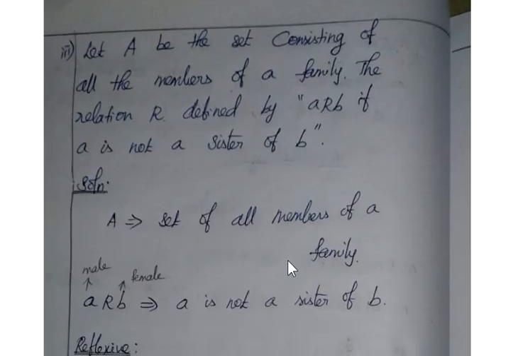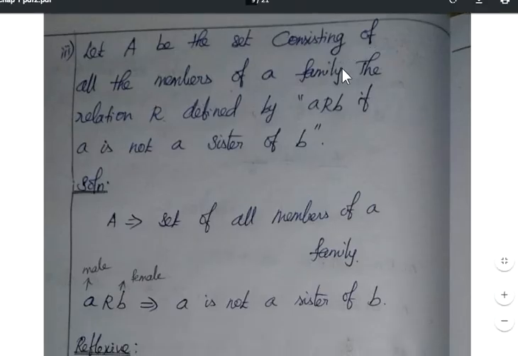Next, subdivision 3. Let A be the set consisting of all the members of a family. The relation R is defined by A is related to B. Here the relation is: not a sister. Relation is not a sister.